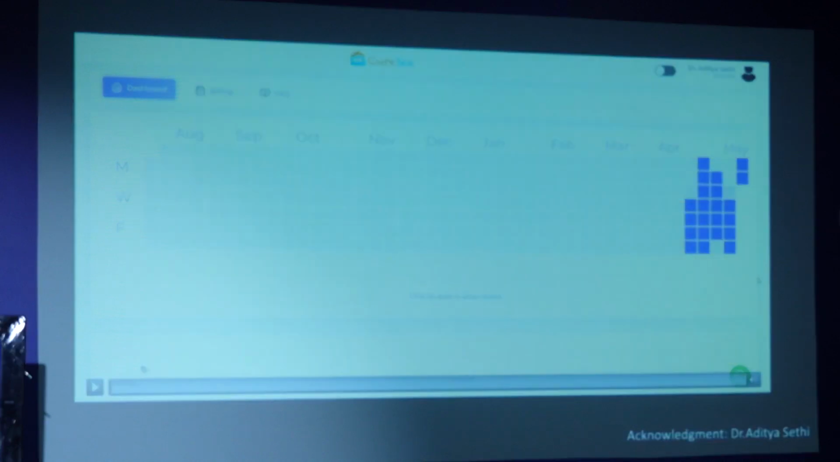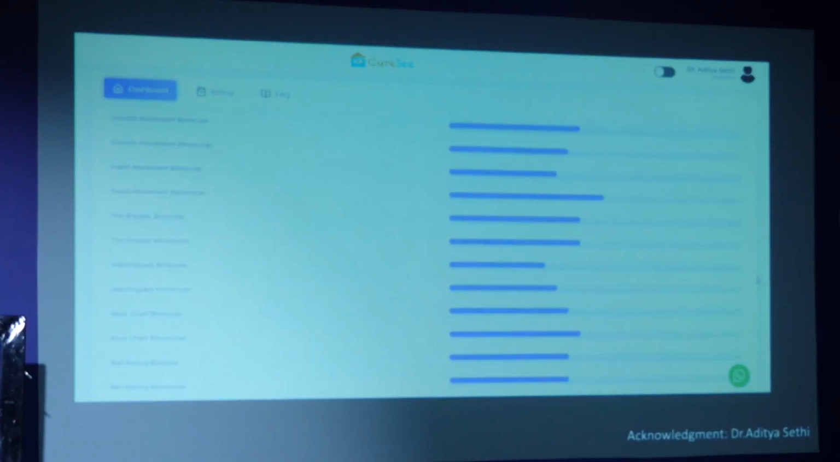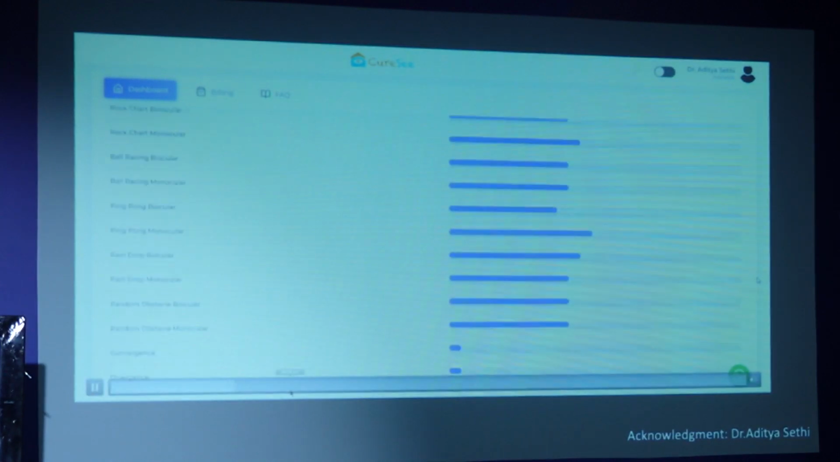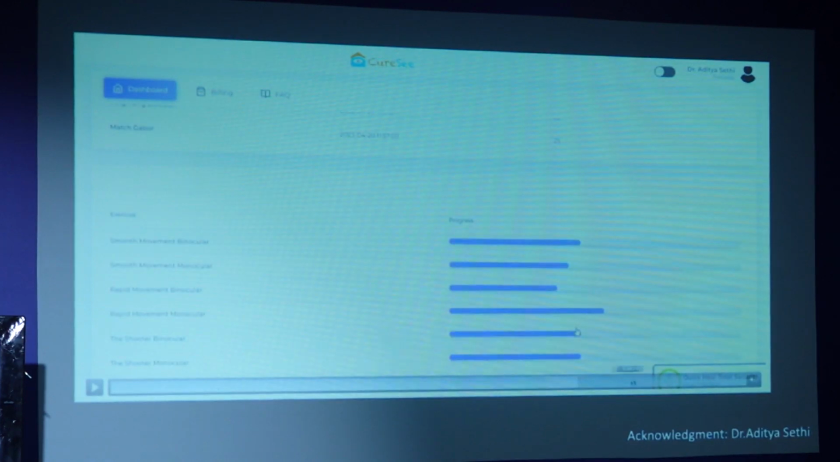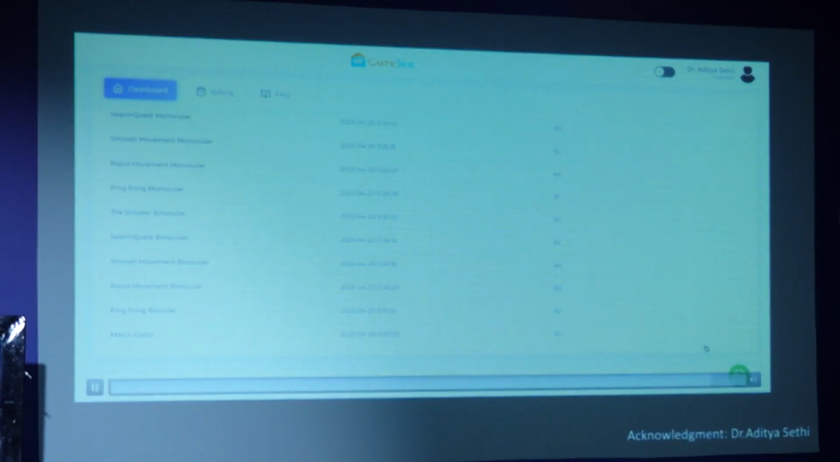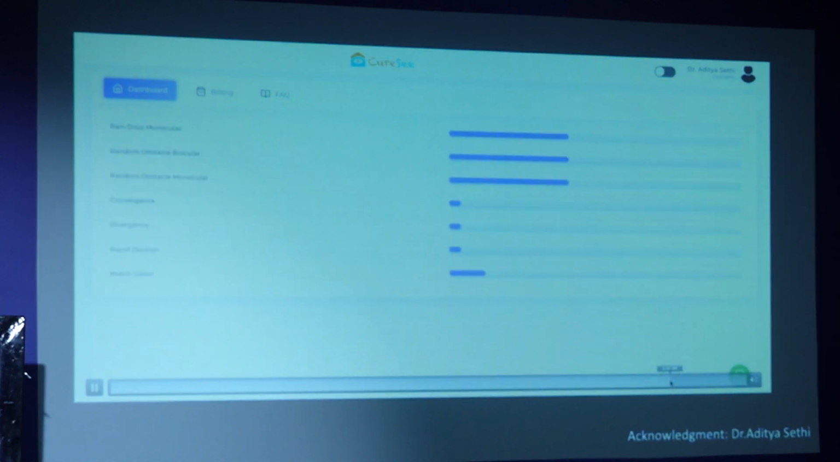This is the CureC, which is another software. This is from Dr. Aditya, and he uses it, and he's had good success with it. Here you see the dashboard of how it looks, and they have several games which are quite interesting. And you can actually monitor them real time.